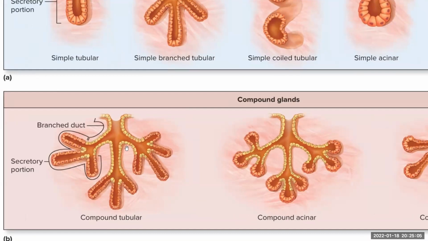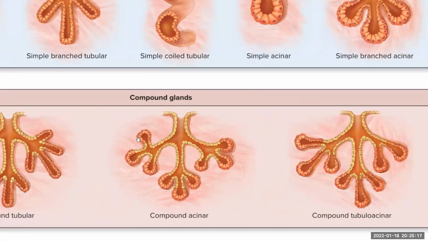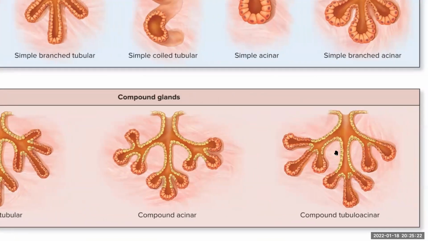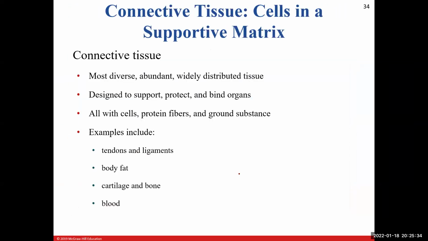That's a compound tubular because the secretory portion is the same diameter as the ducts themselves. Then you have your compound acinar. So now the secretory portion is not a tube, but it's a sac. And then we have a mixture over here, the compound tubular acinar. Some, you'll have long tubular portions, or you'll have these short expanded sacs here. I know it can be complicated, but again, I don't want you to worry about that too terribly much right now.